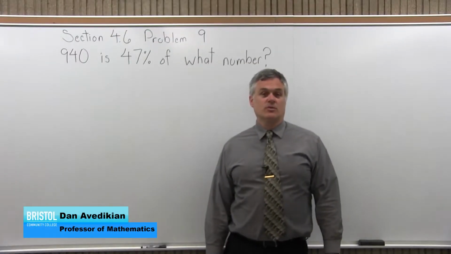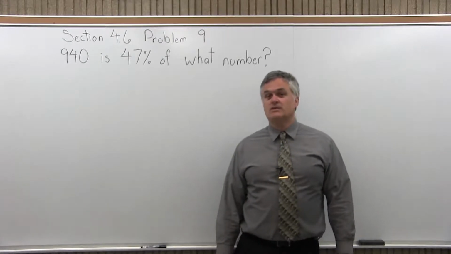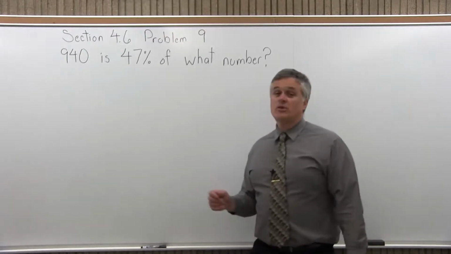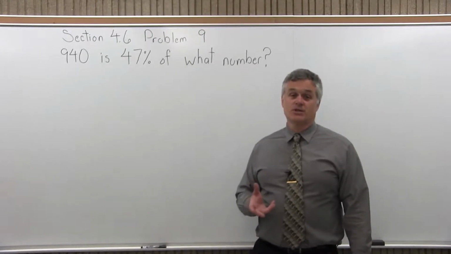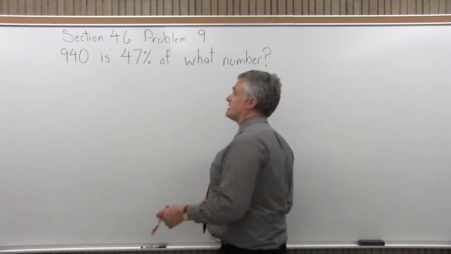This is Section 4.6, Problem 9. It says 940 is 47% of what number? So to solve a problem like this, we want to set it up as a proportion and solve the proportion. So in other words, one fraction equals another fraction.